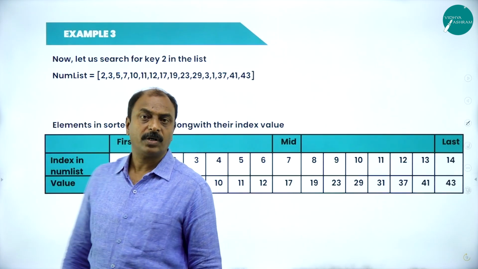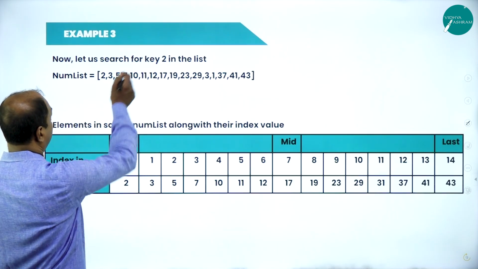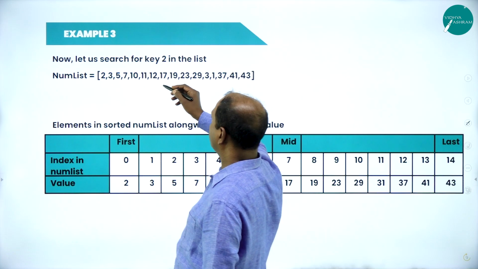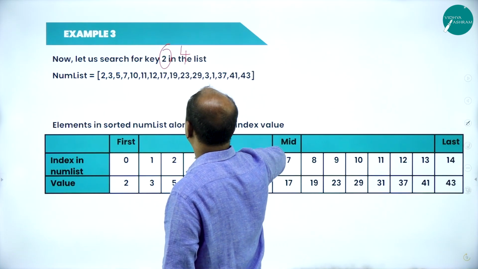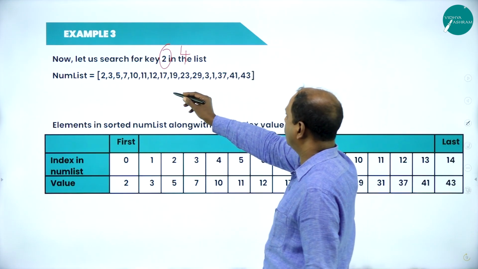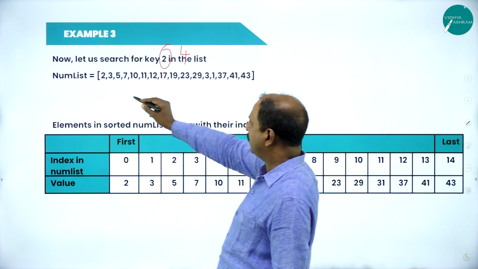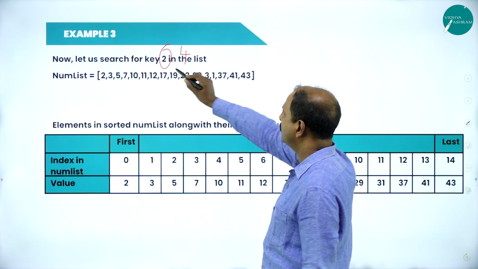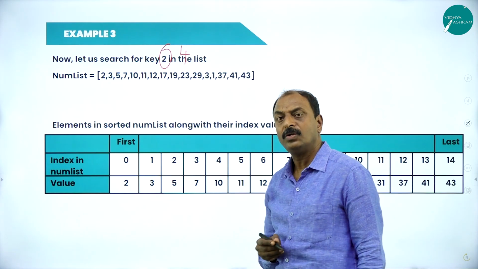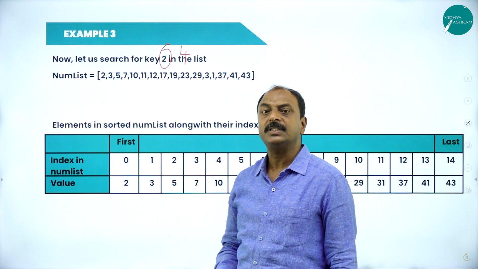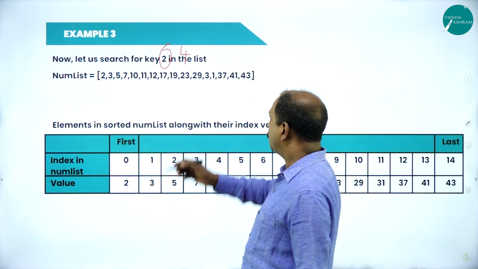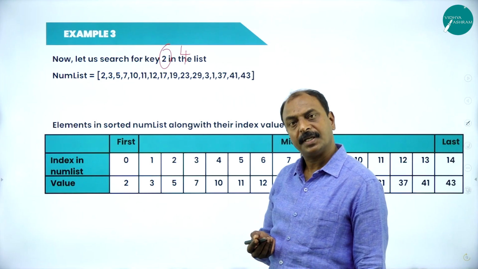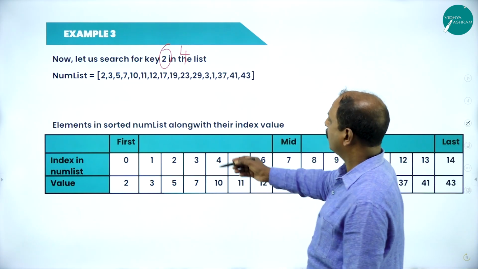Now let us go for one more example, that is example 3. Let us consider one more example with the key value 4. Now let us search for the element 4 in the given list. If you look at the list, element 4 is not present. Obviously the search will be unsuccessful and we are supposed to print the message that element 4 is not present in the given list. So let us start the process.